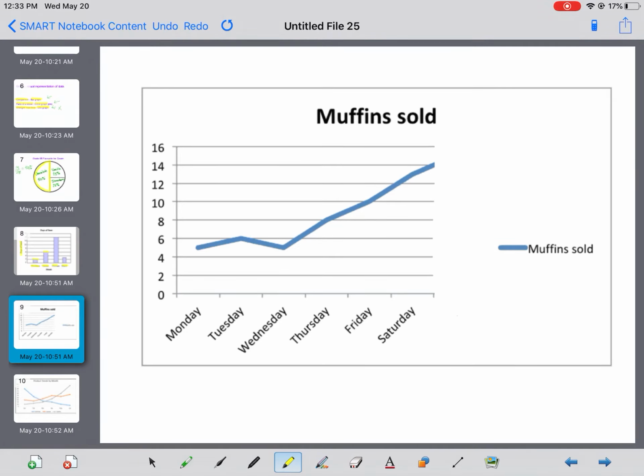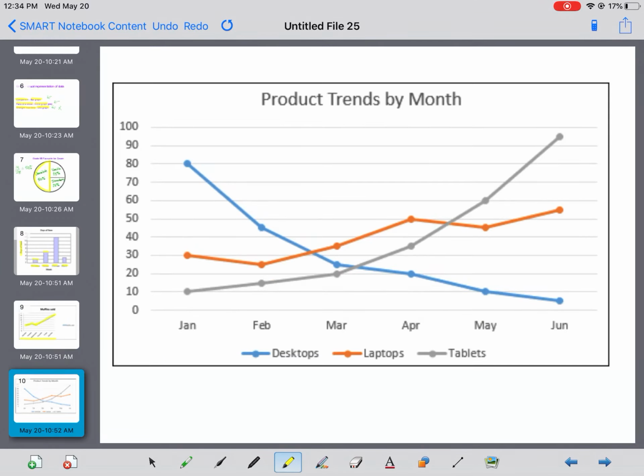Now line graphs have to do with changes over time. So here we have an example of muffins being sold. So somebody was selling muffins. They started on Monday, and then they're tracking how many muffins they sold over time. So on Monday they only sold 5, but by Saturday, it looks like they made it up to 14 muffins sold on that day. Okay, so changes over time, starting on Monday, moving to Saturday. So anytime you see times down below, that's a clue. It should be a line graph.